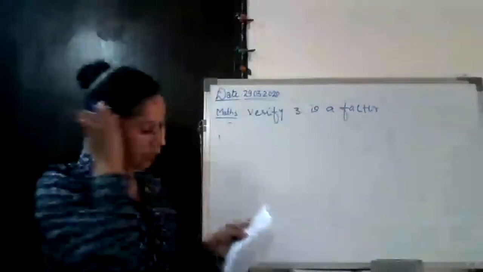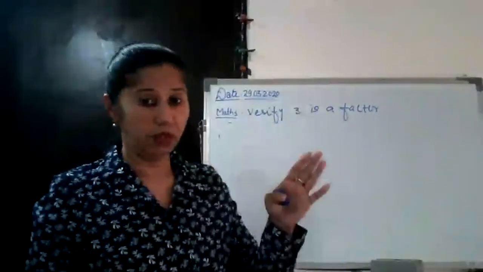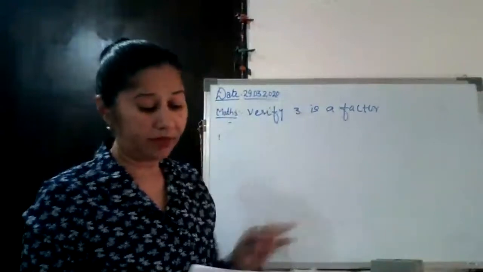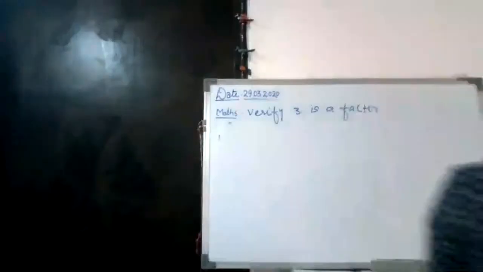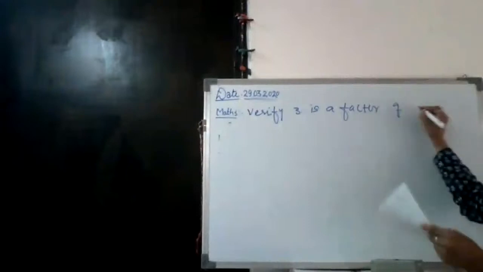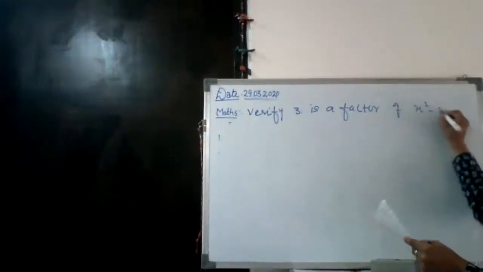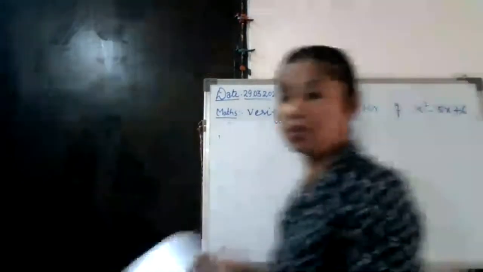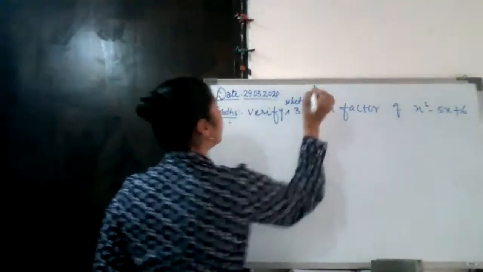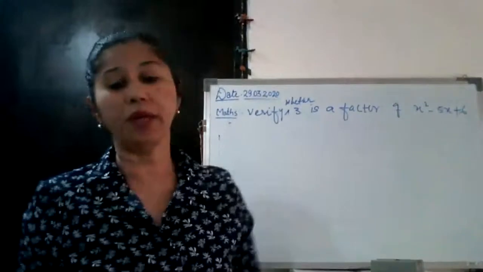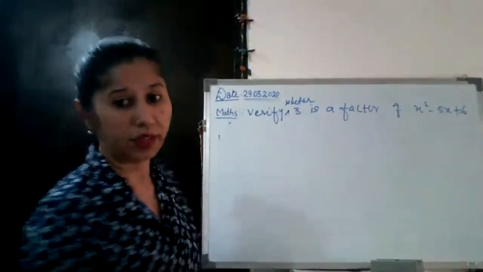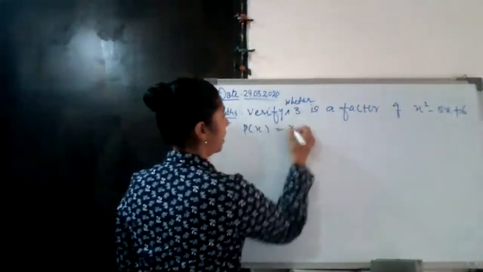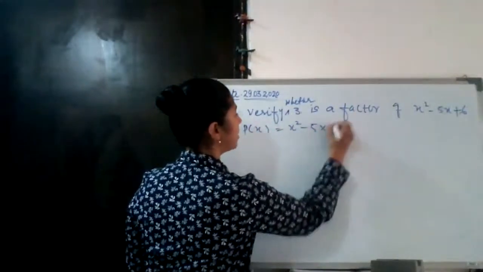Okay. Now we are dealing with your class 9 concept only. So please quickly verify 3 is a factor of x squared minus 5x plus 6. I'm taking very simple polynomials here so that first you understand the concept. 3 is a factor of x squared minus 5x plus 6. Okay. So what is our p(x) here? x squared minus 5x plus 6.